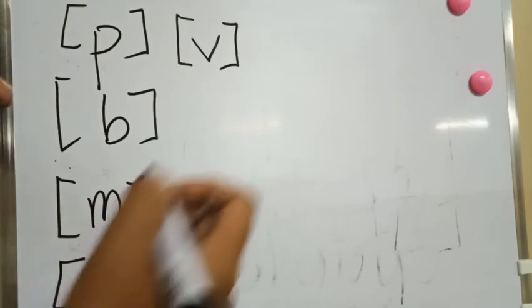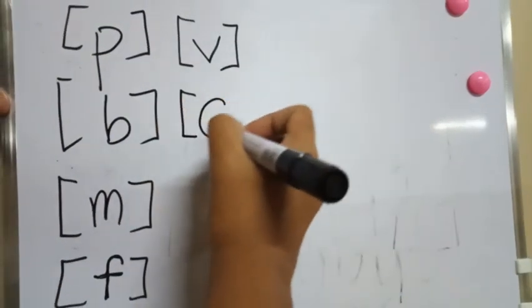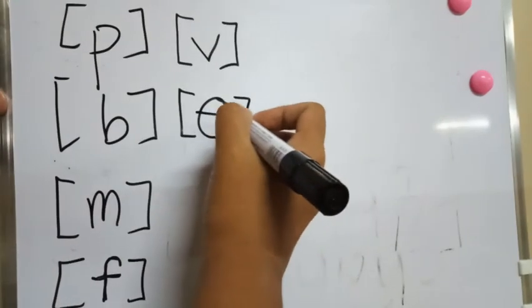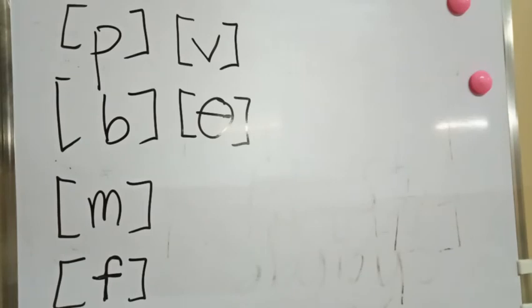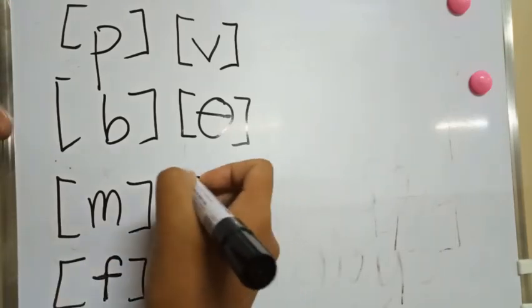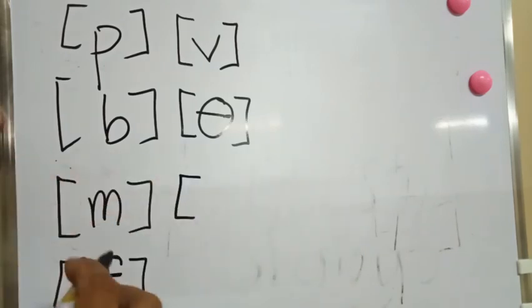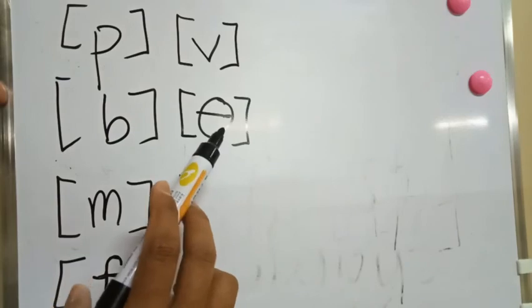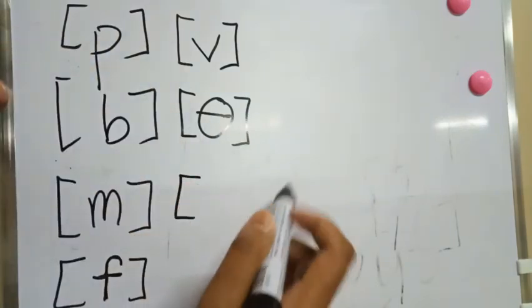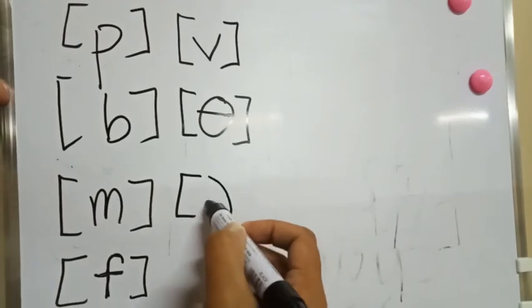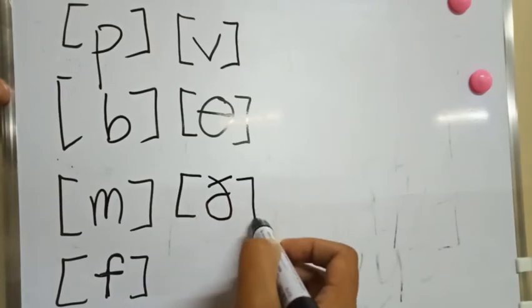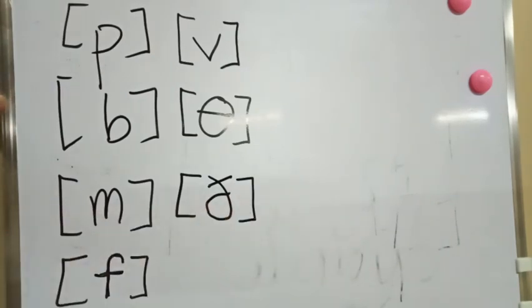Next is the symbol theta. This is pronounced as th, as in when you say thank you, things, think, thin. Next is this symbol, which is the voiced symbol for this sound. Okay, how do you write the symbol? You start here and then you cross here.